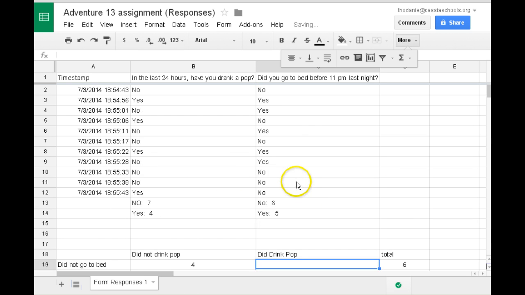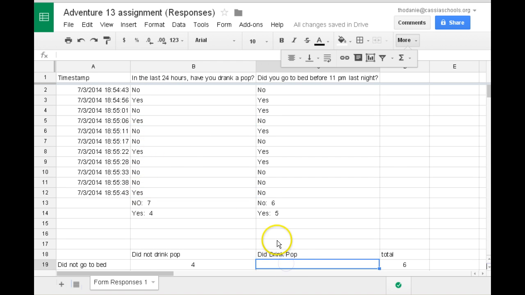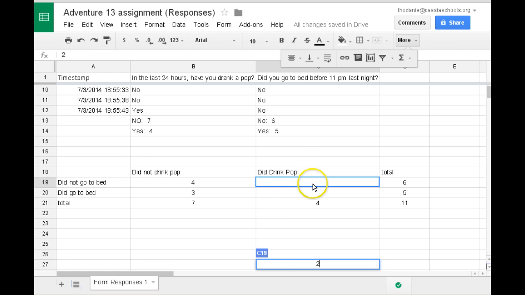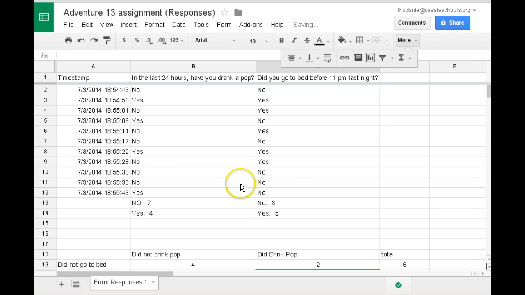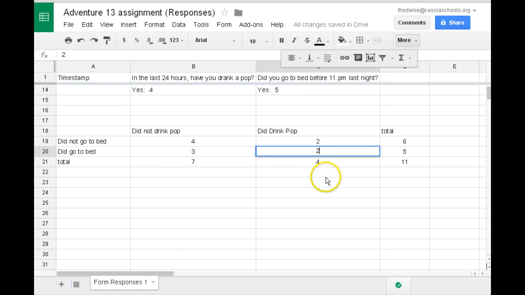Now I have my did drink pops and did not go to bed. So I'm looking for yes, no. There's 1 and 2. So I had 2 that did drink a pop but did not go to bed early. And then of course I'm going to have 2 here that did drink a pop and did go to bed early. So that's 1 and 2. So there were 2 here.